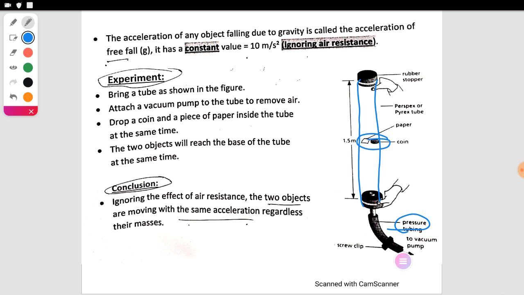What do you observe? We observe that the objects reach the base of the tube at the same time. From it we observe the effect of resistance. The two objects are moving with the same acceleration regardless of their masses.